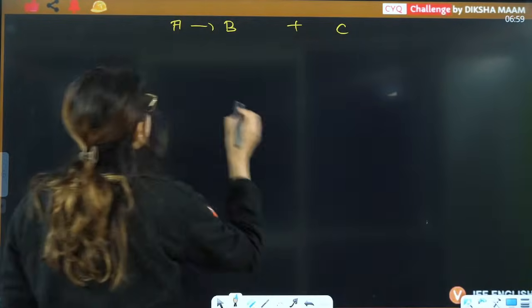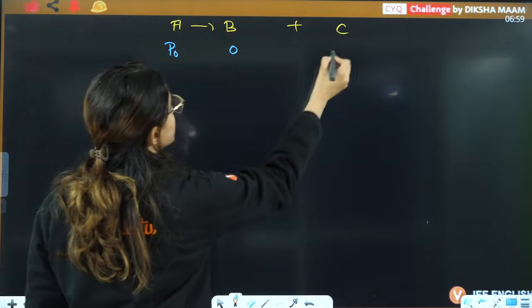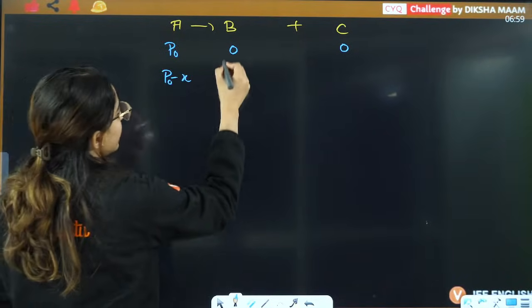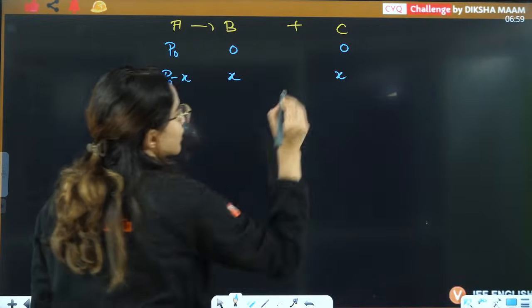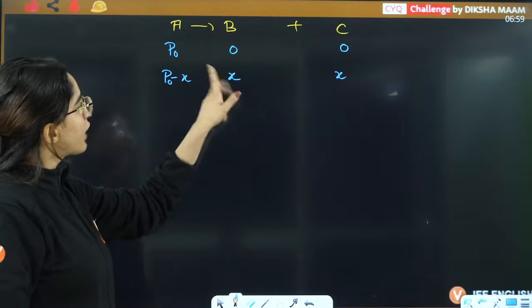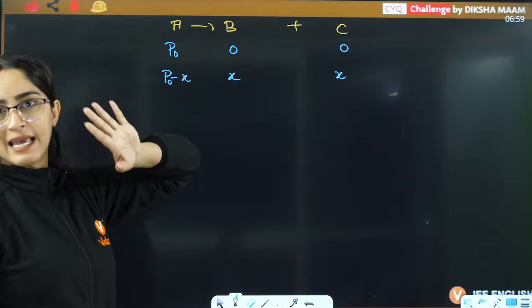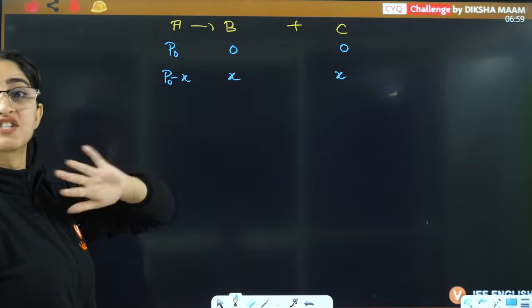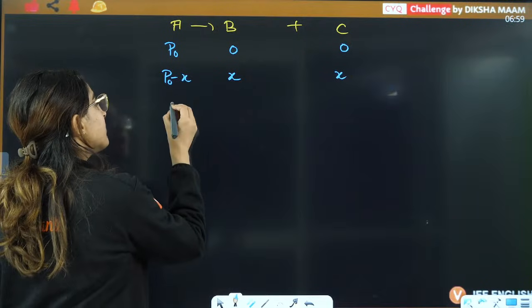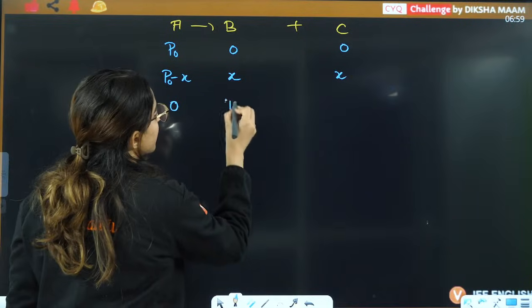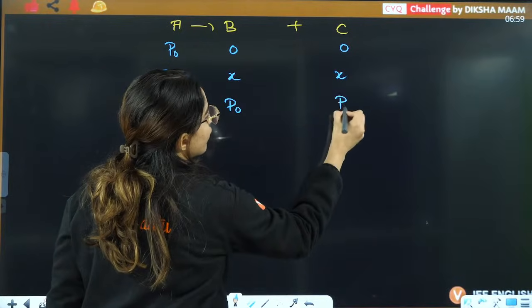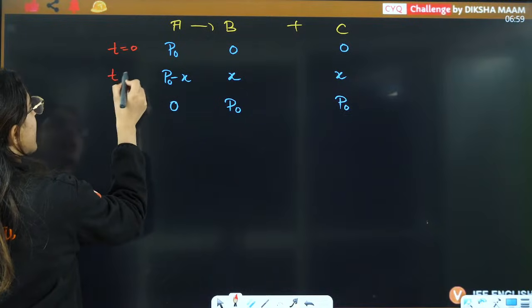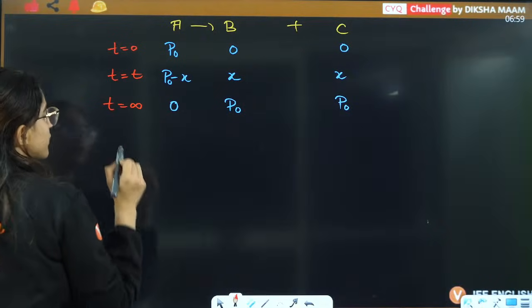See one thing here. Initially it is P naught, this is 0, this is 0. At time t it will be P naught minus x into stoichiometry. This is x and this is x. What if there was 2? Then it would have been 2x. If it was 3, it would have been 3x. If here it would have been 2, it would be P naught minus 2x. According to the reaction, this will change. Now at time infinity, the whole of this will have reacted. This will be P naught into stoichiometry. Now see this: this is at time equals 0, this is time equals t, this is time equals infinity.